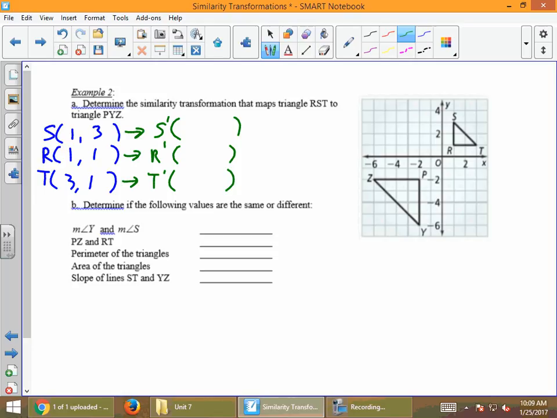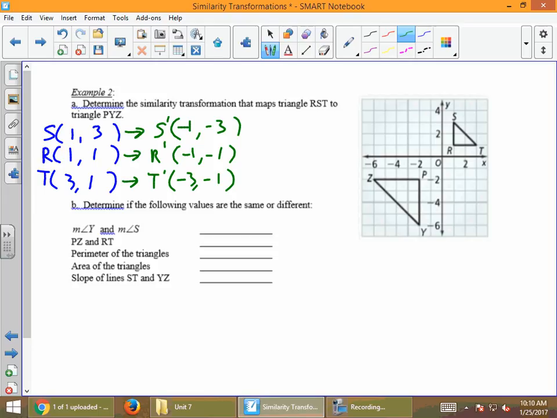All right, so no flip. Positive 1, positive 3 now becomes negative 1, negative 3. Positive 1, positive 1 becomes negative 1, negative 1. And then positive 3, positive 1, excuse me, becomes negative 3, negative 1. Awesome. Fantastic. Well, let's graph this new image and see what's going on.